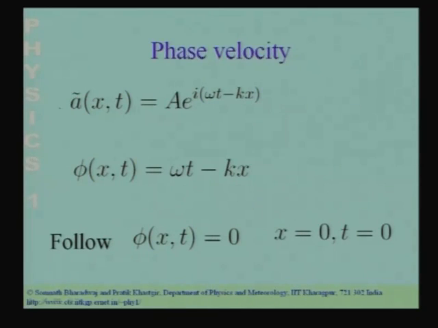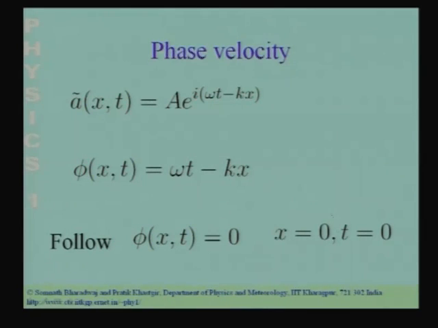Now, the value of A is essentially determined by the phase phi, which is a function of x and t, and the phase phi is omega t minus kx. Let us ask the question: at t equal to 0, where does the phase have a value 0? It is quite straightforward that at t equal to 0, the phase phi assumes a value of 0 when x is equal to 0. This is what I have shown over here.